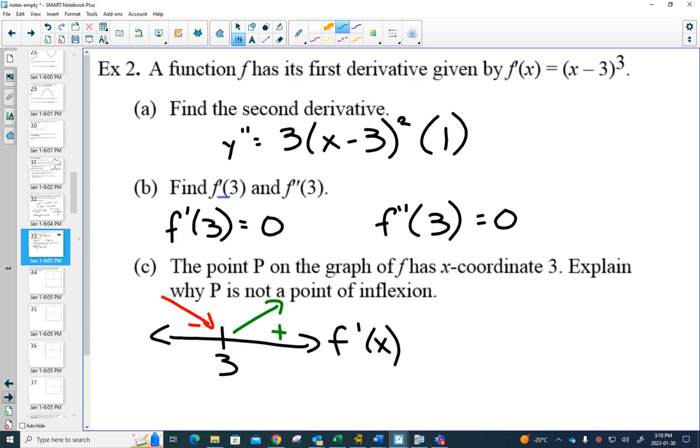You could explain that the first derivative changes from negative to positive at 3, which means the function is changing from decreasing to increasing. An inflection point will always either stay increasing or stay decreasing at that point.